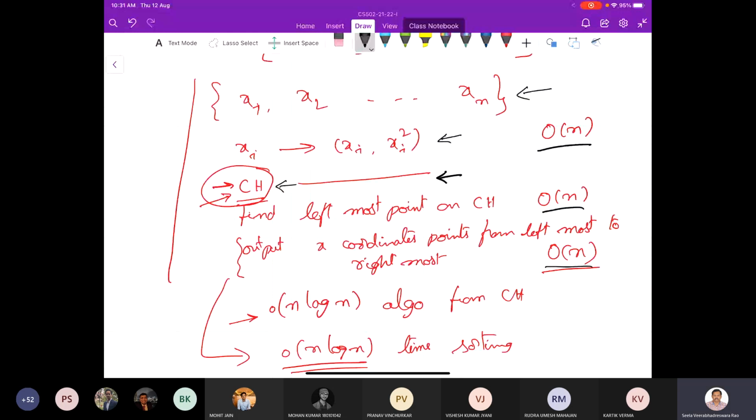So basically it is some sort of proof by contradiction. Any sorting algorithm, any convex hull algorithm must be at least n log n time complexity. So this is the proof for the lower bound of this one. So any questions?